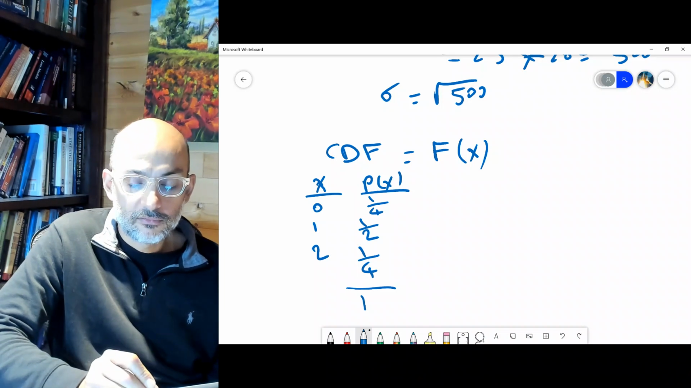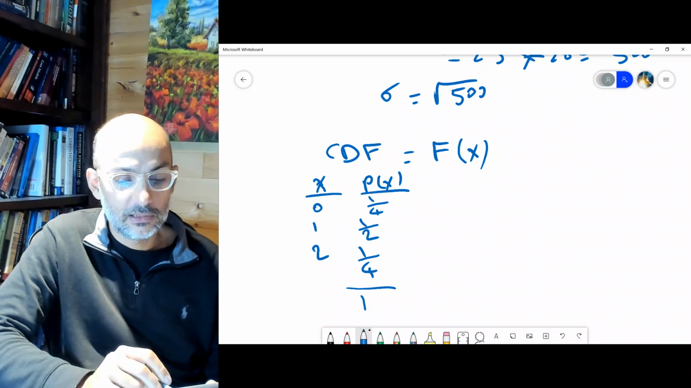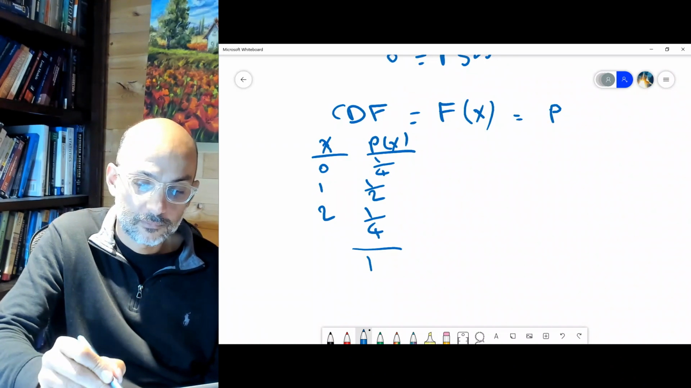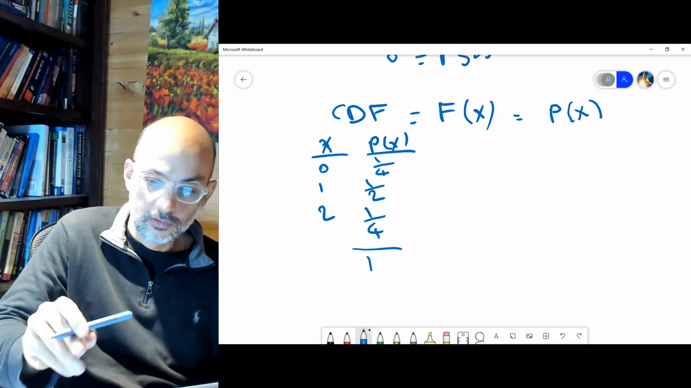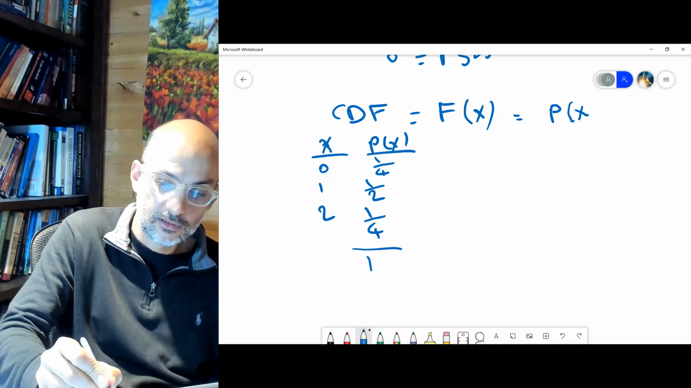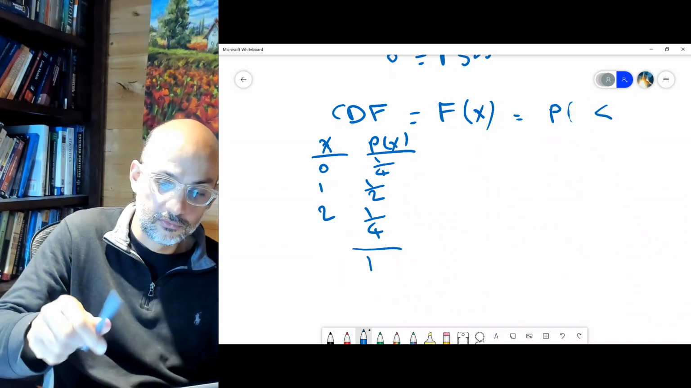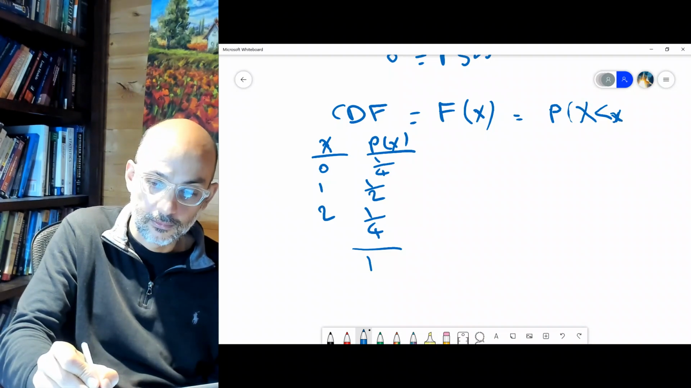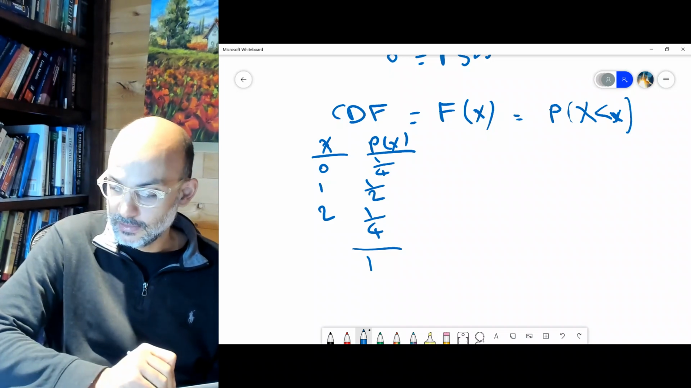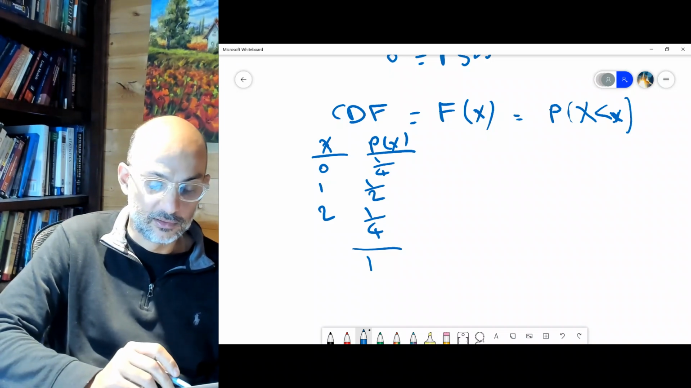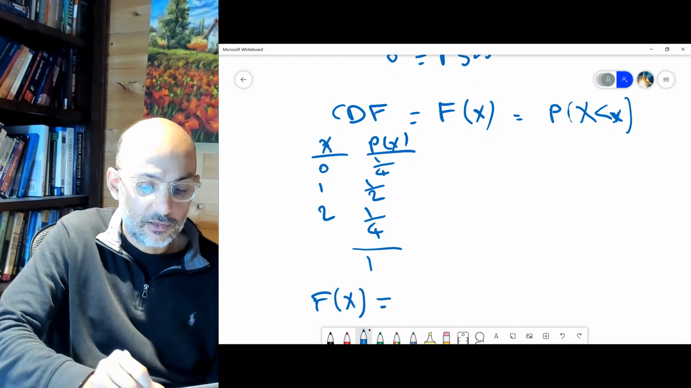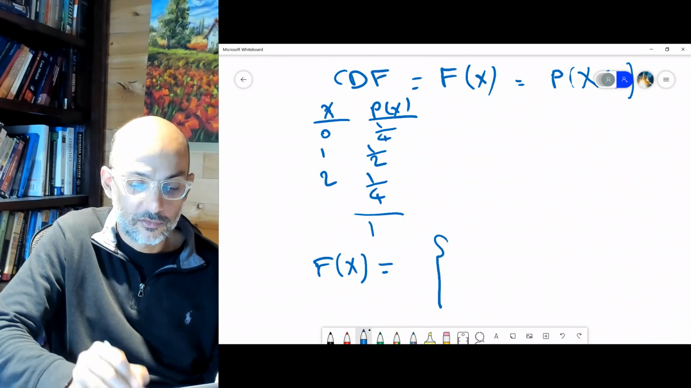So now the cumulative distribution function is simply the probability of X, capital letter, less than or equal to a value of a small x. And let's take it by example so we can understand it easily. So now let's define what F of x is for this example.